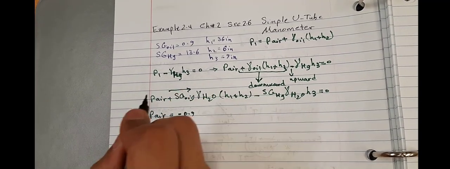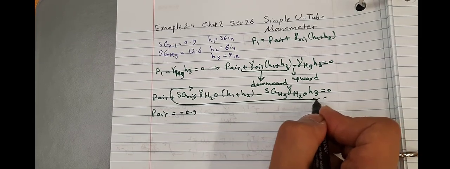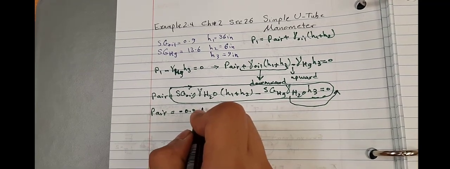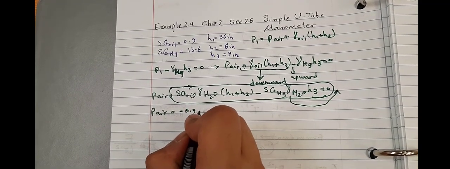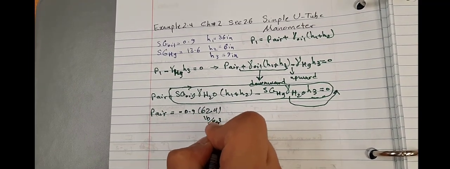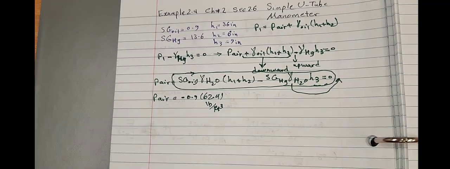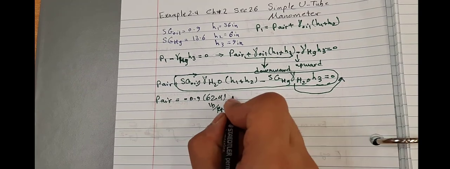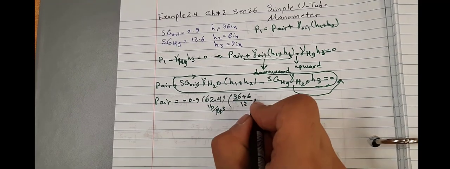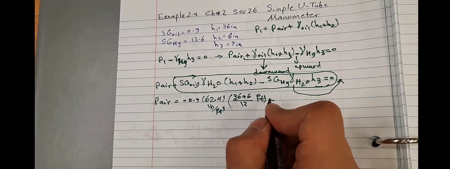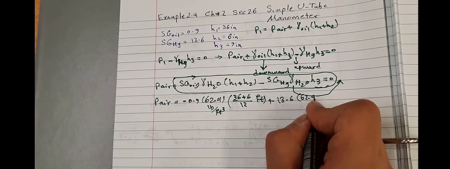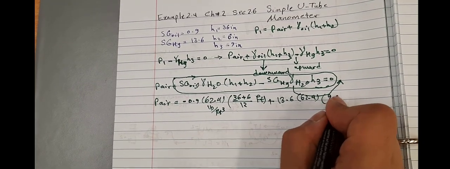It is headed that way. The whole of this area is coming here. This means minus 0.9 multiplied by 62.4 pounds per cubic feet, times 36 plus 6 over 12 in order to convert it to feet, plus 13.6 times 62.4 multiplied by 9 over 12.